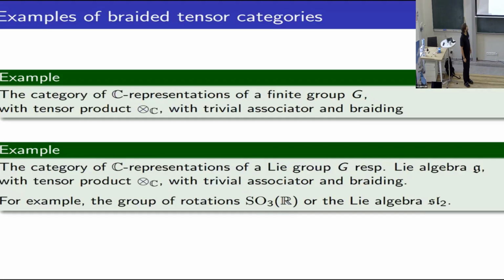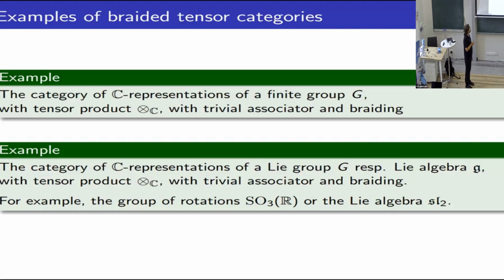So there are other examples. So representations of a finite group G, and we take as a tensor product just the tensor product of the vector spaces. And how do group elements act on the tensor product? Well, they act on the left and on the right factor simultaneously. That way you can tensor group representations. And again, as associator and braiding, you can just take the trivial maps that you would take from vector spaces. So you don't do anything fancy.